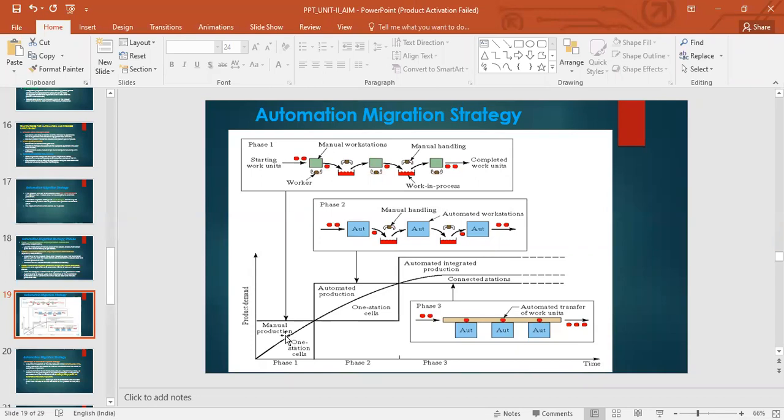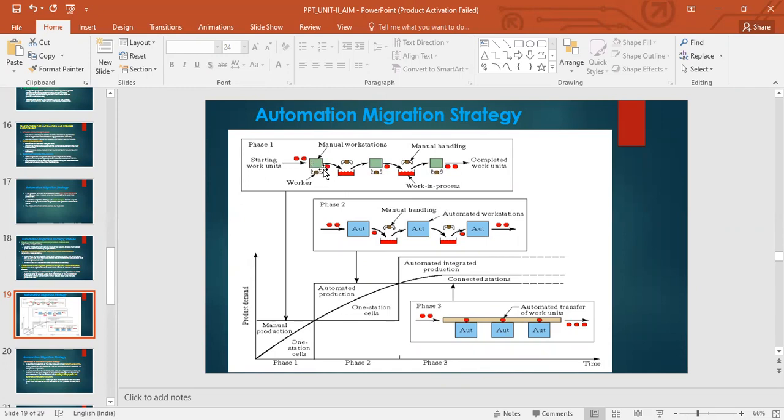But you see, we are still producing manually. We have a manual production system, single station cells. It is illustrated here. Phase one, how is it done? When we say manual production, you see here manual workstations, right? There are workers, starting work units. These workers are manually working on those workstations, performing the processes or assembly, etc.